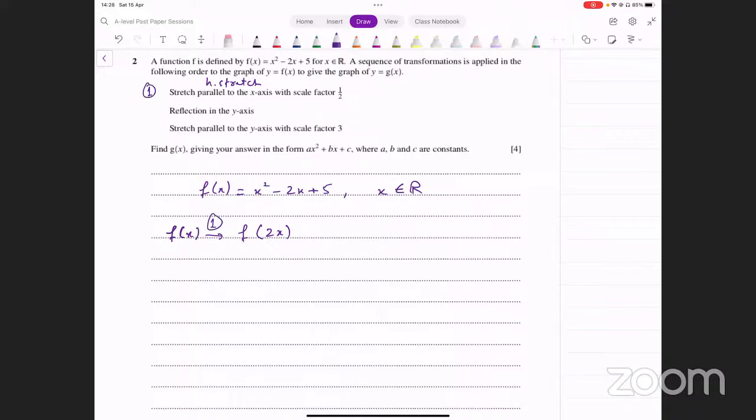Then the second thing that happens is reflection in the y-axis. What does that mean? Reflection in y-axis. So if you have a graph like this, if you have something on the right side, it'll go to the left side.